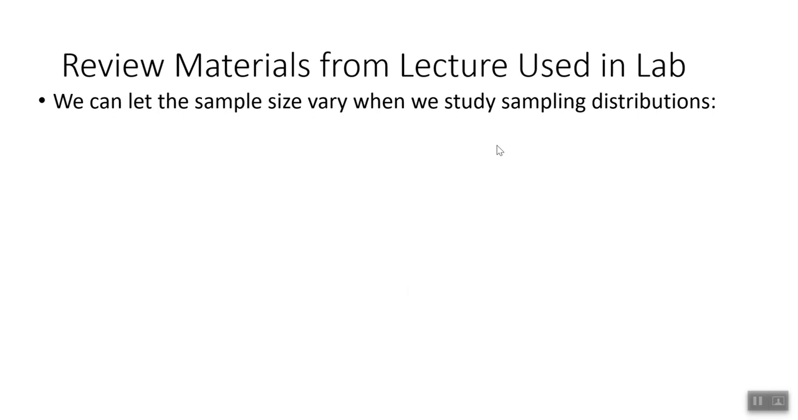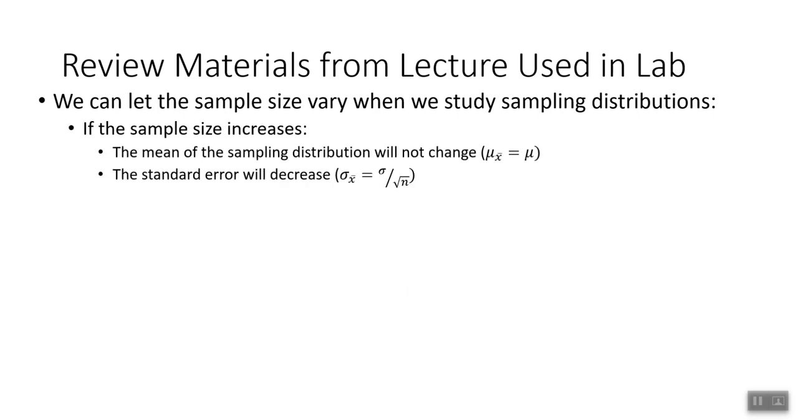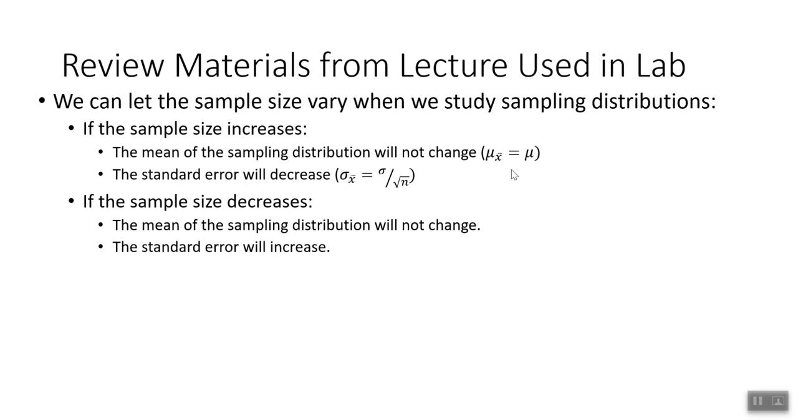You can let the sample size vary when you study sampling distributions. If the sample size increases, the mean of the sampling distribution will remain the same. It will still be the population mean. However, the standard error will decrease as your sample size increases. If your sample size decreases, then again the mean of the sampling distribution will not change, but the standard error will increase.